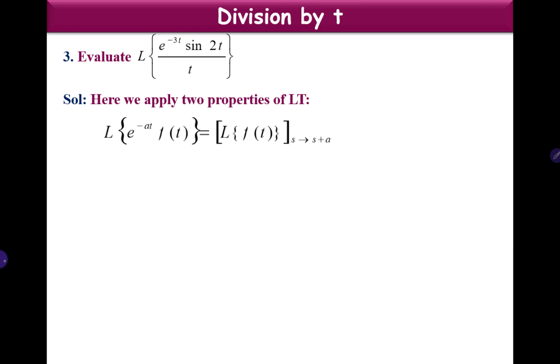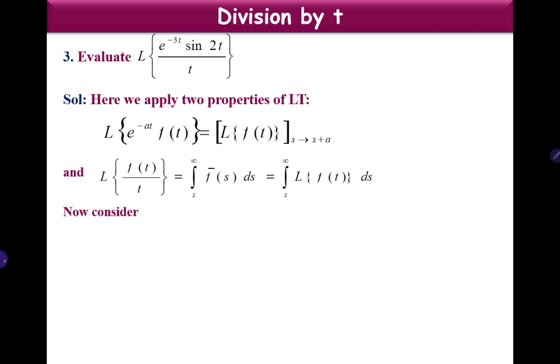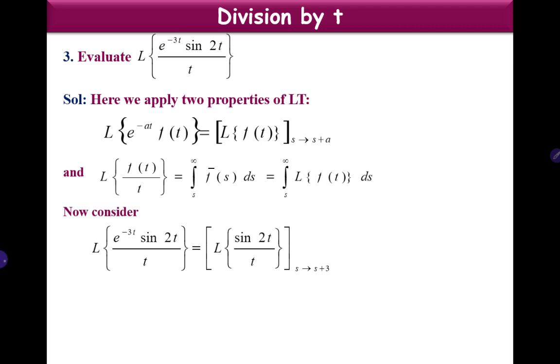The first one is the first shift property, that is L of e power minus at into f of t is L of f of t with s replaced with s plus a. And the second property is L of f of t by t is the integral from s to infinity of L of f of t ds. We can apply these properties in any order. First you may apply the first shift property, then L of f of t by t, or first you may apply L of f of t by t, then the first shift property. So consider L of e power minus 3t into sin 2t by t.